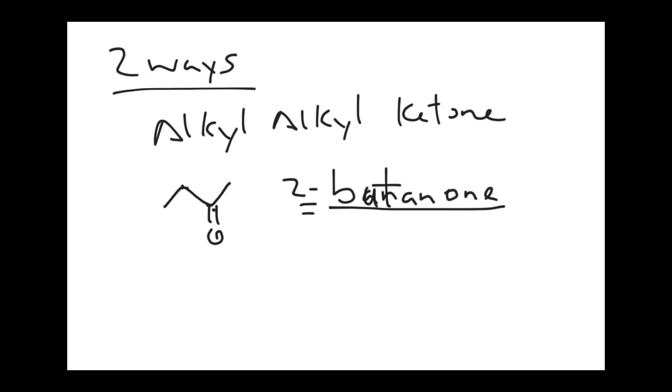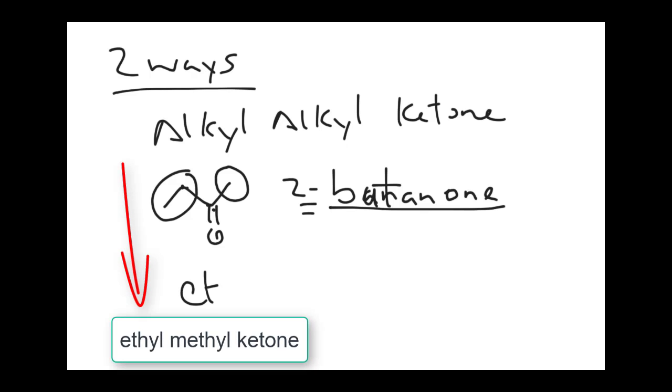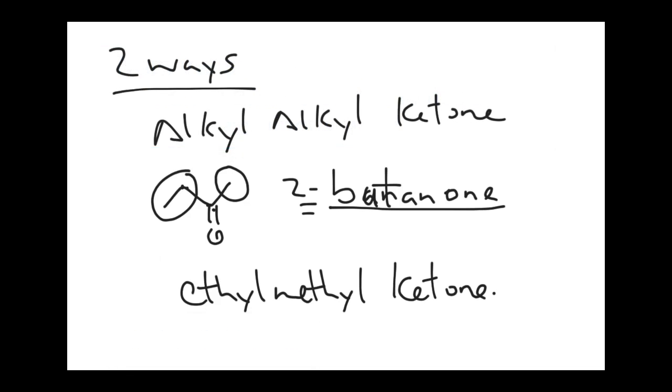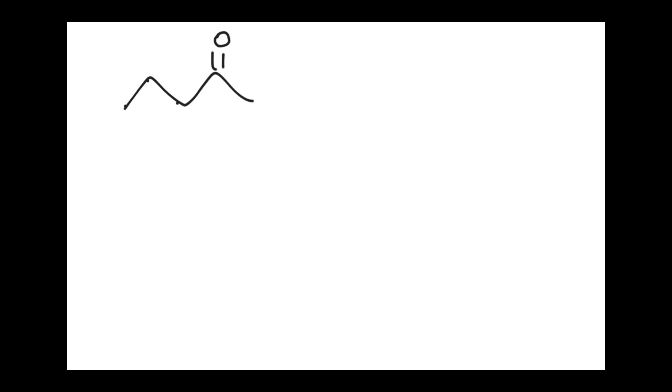If we wanted to name it by the alkyl-alkyl method, on one side is a methyl group, on the other side is an ethyl group. So we could call this ethyl methyl ketone. So if we try this out, we have 1, 2, 3, 4, 5 carbons. Since the ketone is on the right side, we'll call this the 1 carbon, 2, 3, 4, 5. This is a pentane group, but we're going to call it pentanone. And it's in the 2 position, and we need to denote that.